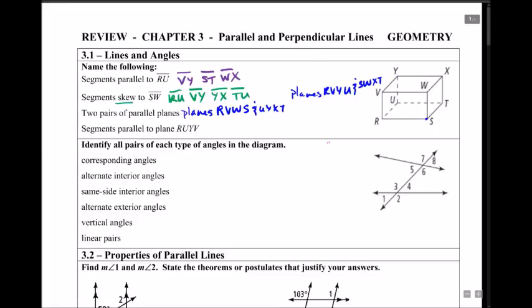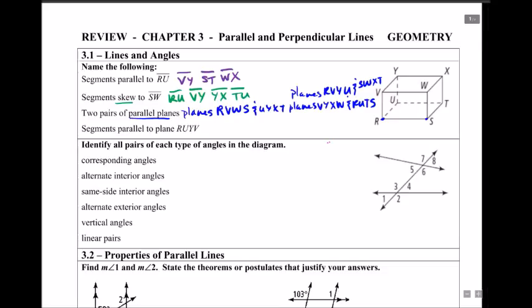So we've done the front plane and the back plane and the right and left plane. So now let's do the top and bottom. And those would be planes. Let's see the top. Let's go VYXW. And the bottom plane, where did we start? We started at V, so let's start at R. We went around clockwise. RUTS, plane RUTS. So we were only supposed to name 2, but we named all 3 sets of parallel planes.